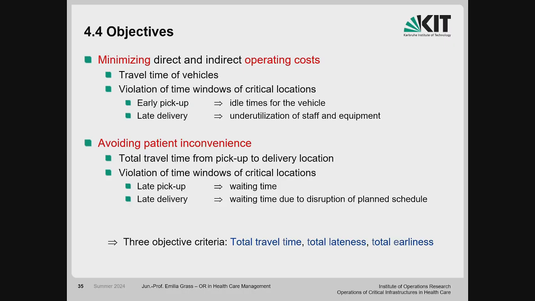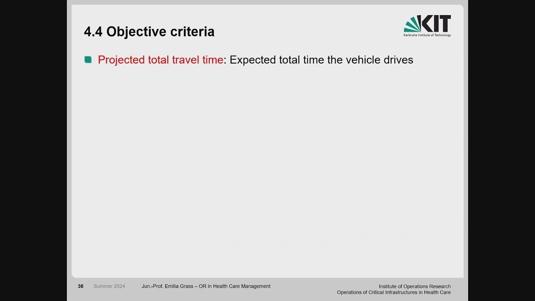Exactly. So the question is, what is more important? We should also include some kind of weights, because maybe the total lateness is more important than total earliness. And this is why we would include weights to make a prioritization between them. So the objective criteria: first of all, the projected total travel time, so the total time the vehicle is spending on the road from the morning till the evening.